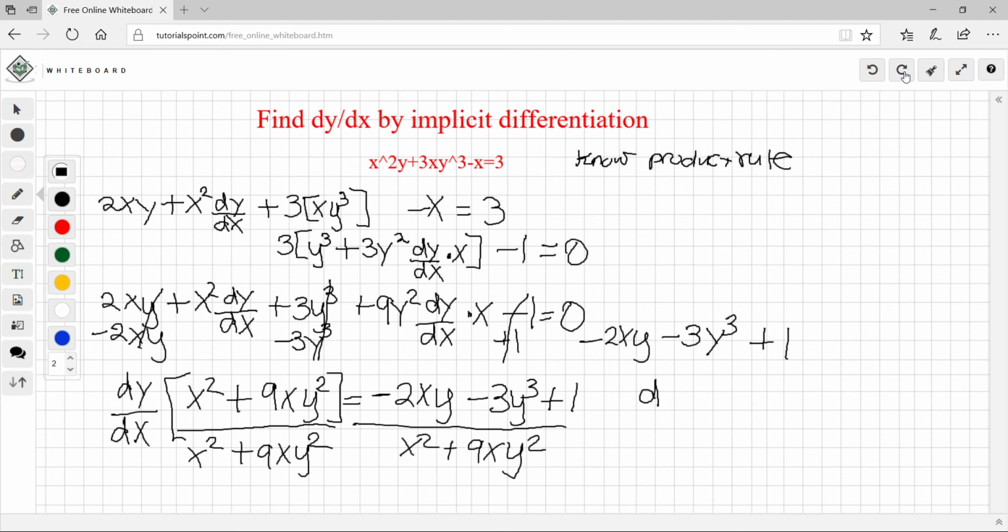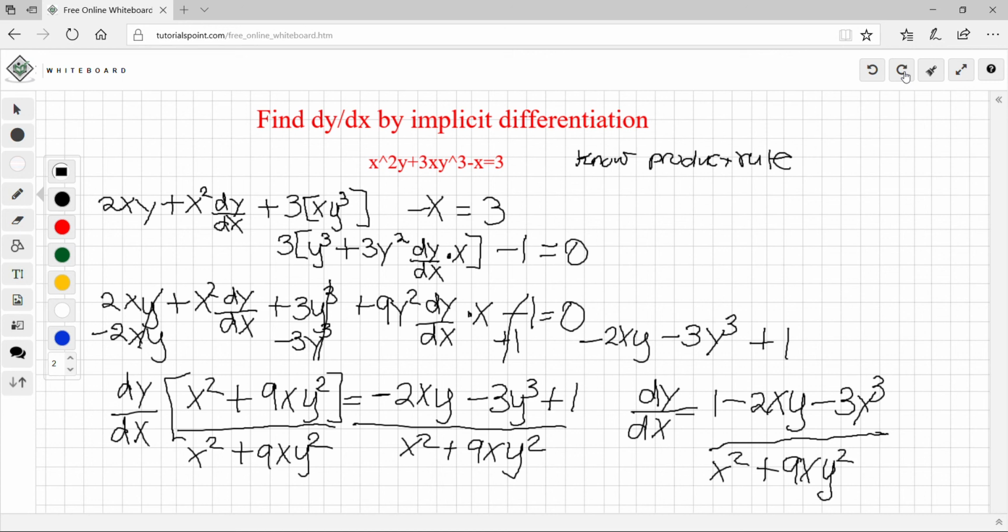So our final answer, dy/dx, is 1 minus 2xy minus 3y cubed. I just put that 1 in front, and then over x squared plus 9xy squared. And that's your final answer, and that's how you find the derivative by implicit differentiation.